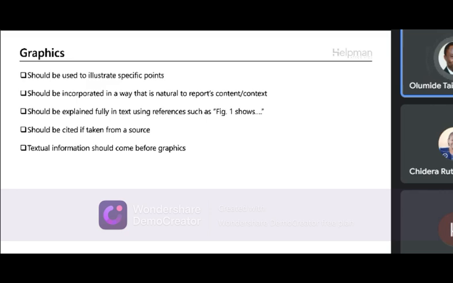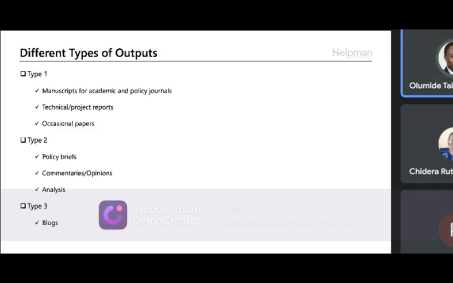Graphics should be used to illustrate specific points, and they should be incorporated in a way that is natural to the report's content or context. They should be explained fully in the text using references such as "Figure 1 shows so." They should be cited if taken from a source. If you take it from a source, you cite the source. Then textual information should come before graphics. Okay, I've said that before.